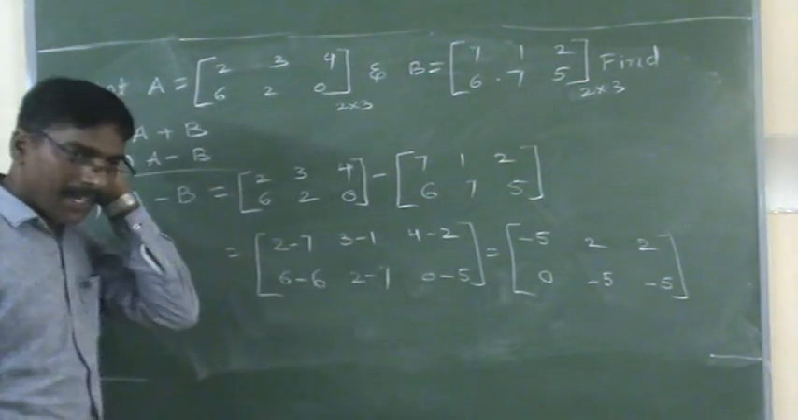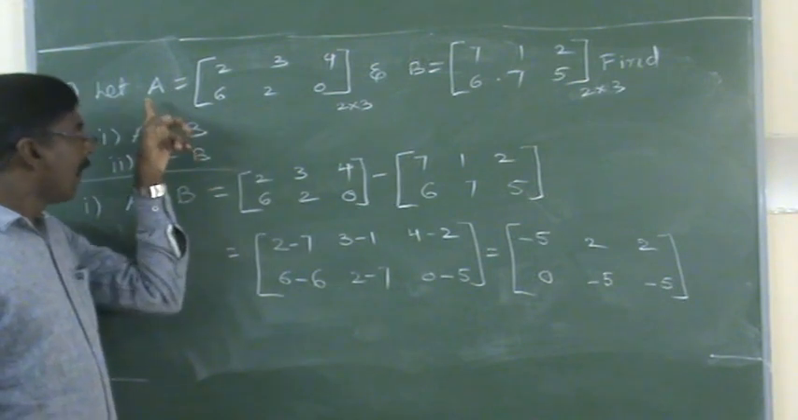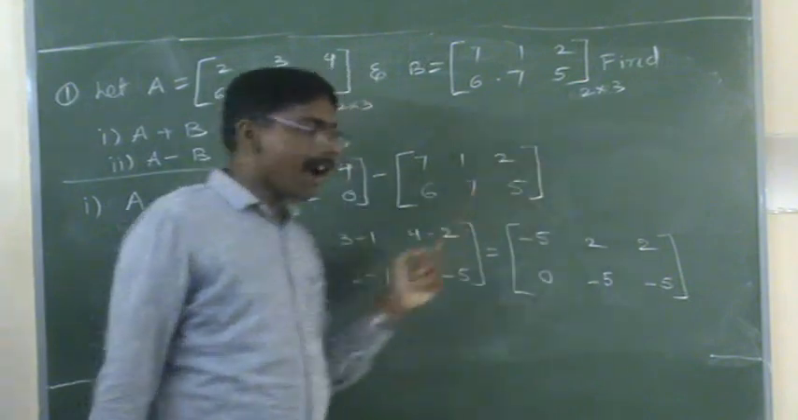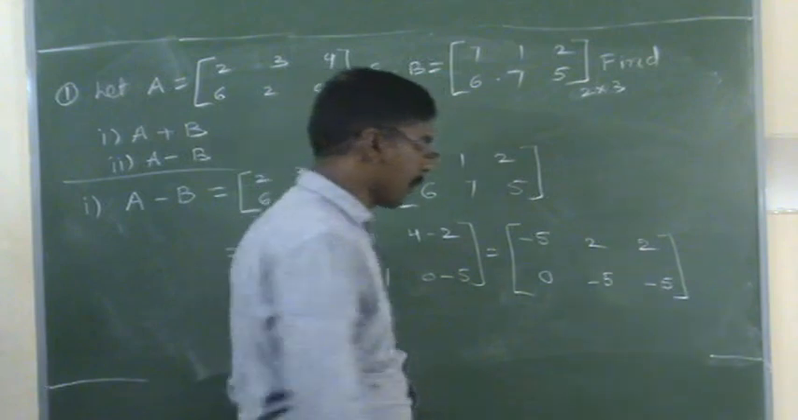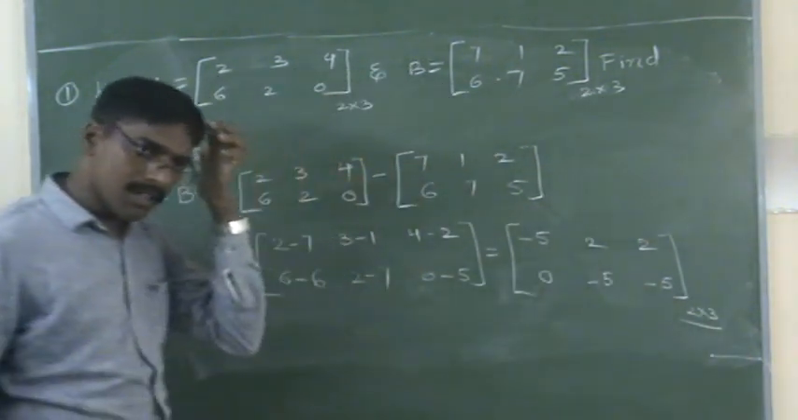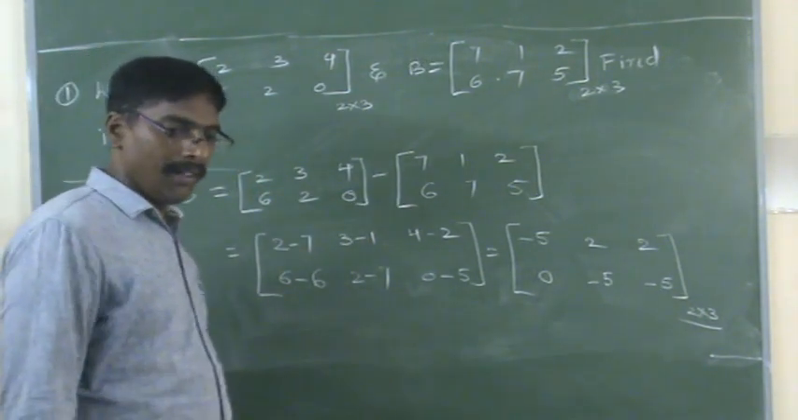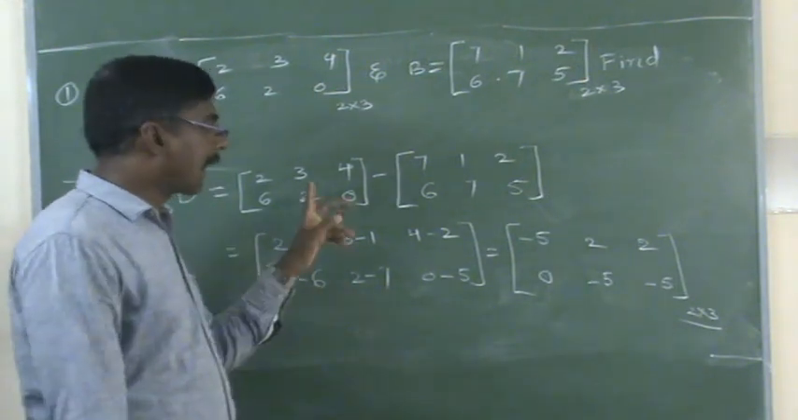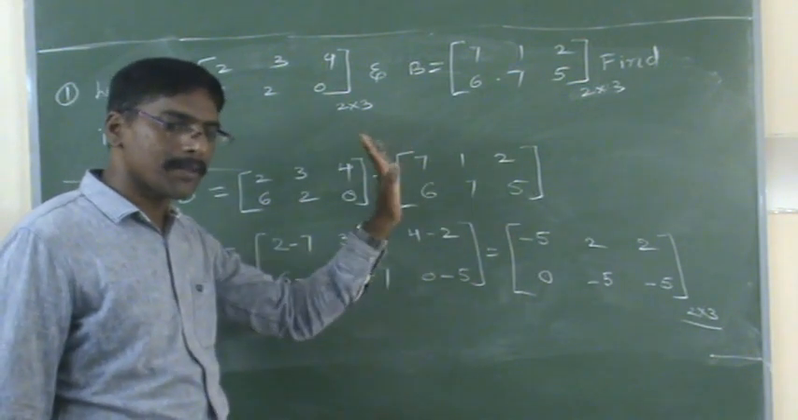This is the concept of subtraction of the two matrices. Here also it is very important: matrix A order is 2 by 3, matrix B order is 2 by 3. After subtraction A minus B, the resultant order is also 2 by 3. This is also very important for the subtraction of the two matrices. For subtraction, subtract the corresponding elements. That concept should be very clear.